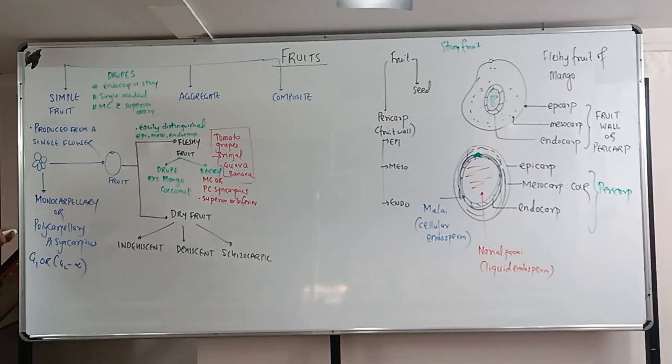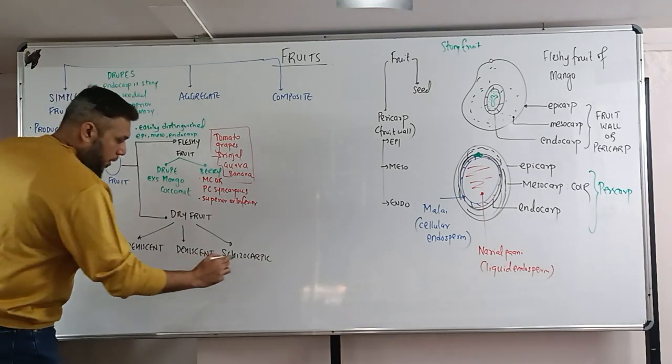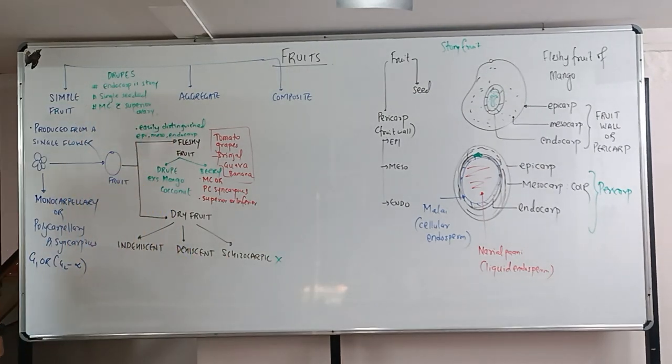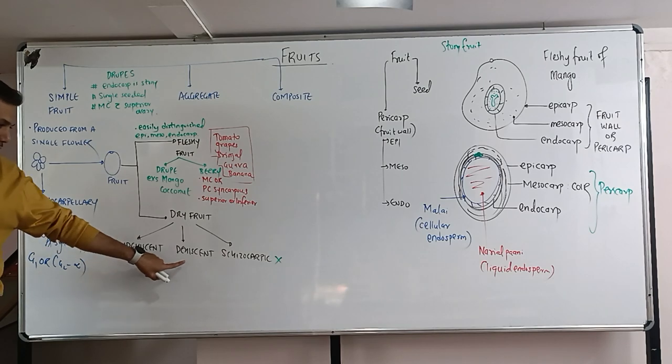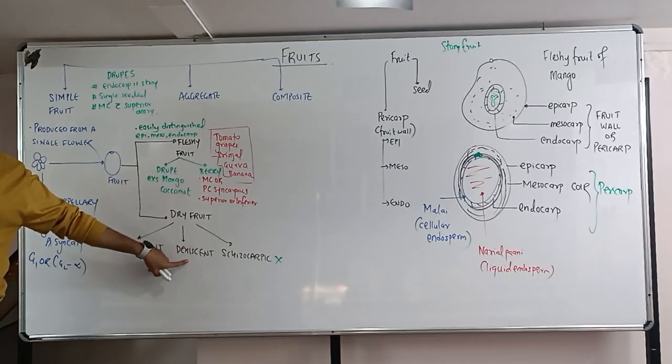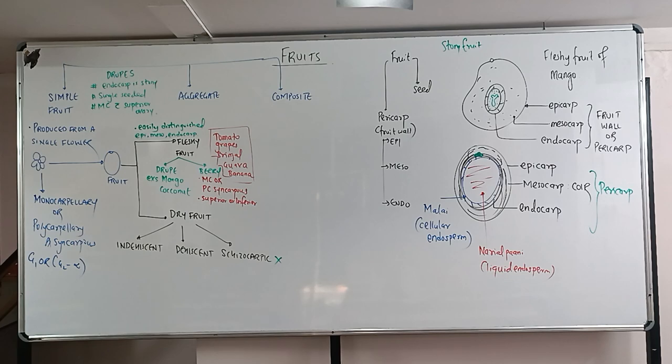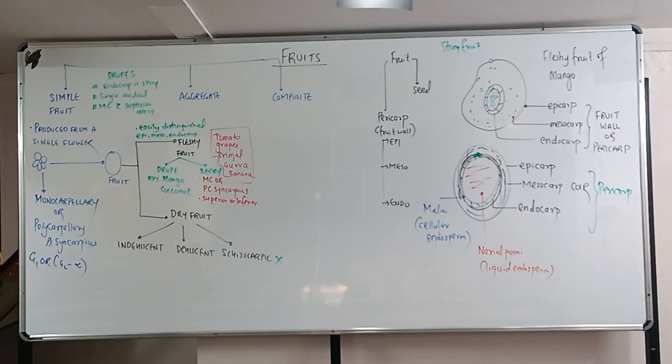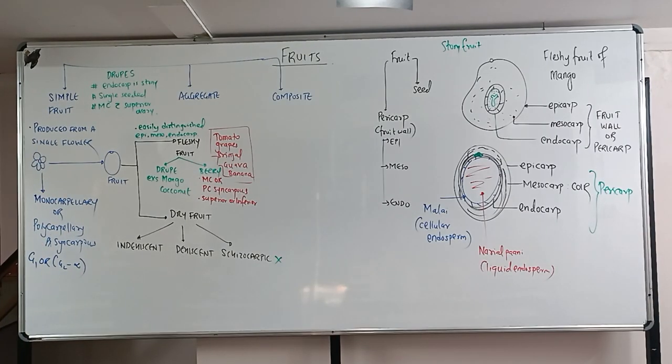Got it? Okay. Now here, in the case of dry fruits, we are not going to talk about the schizocarpic ones. We'll have indehiscent and dehiscent. Now what is indehiscent and dehiscent? The meaning is, when the fruit wall breaks and the seeds are released out, it is called dehiscent.